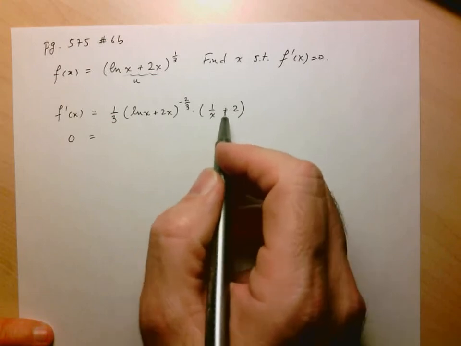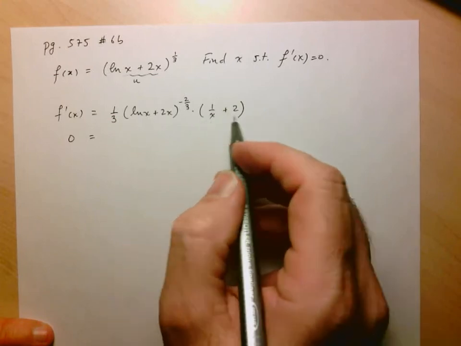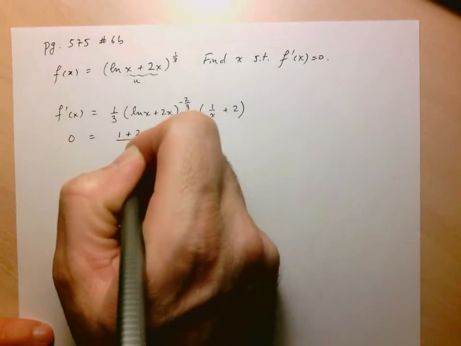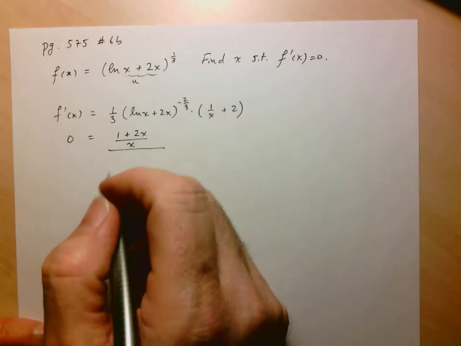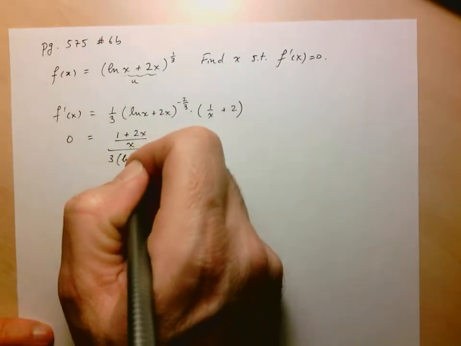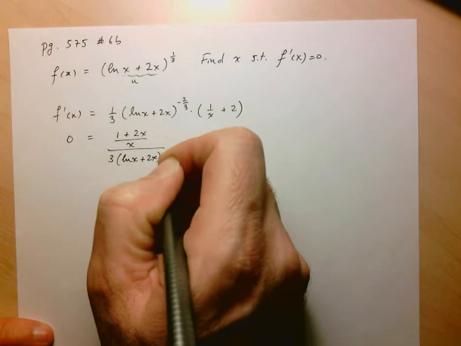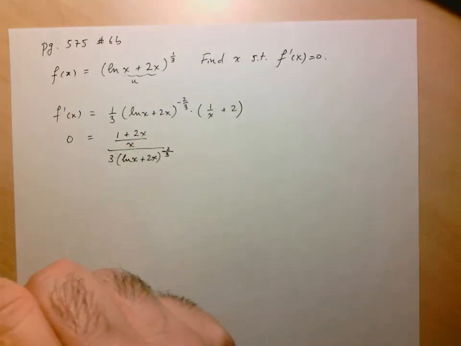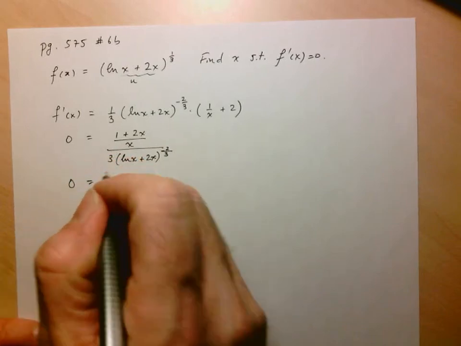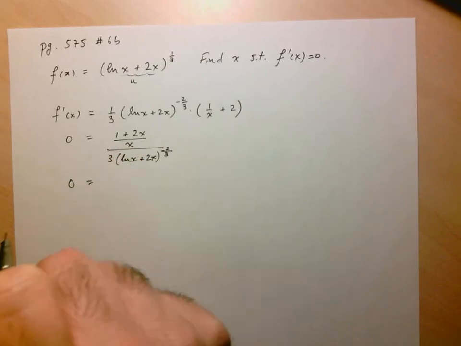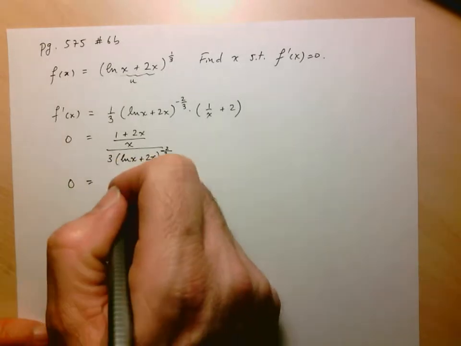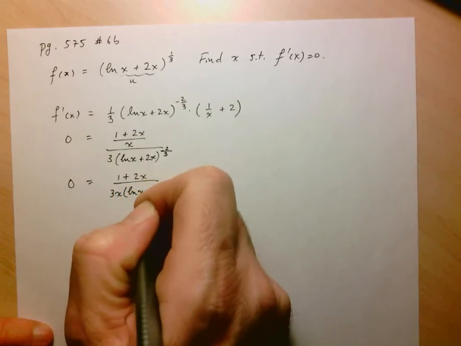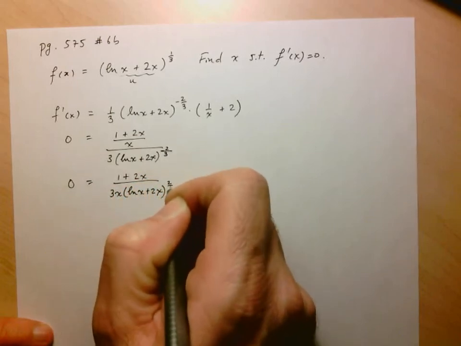So let me add these two. So here, the common factor is just x, so this just becomes 1 plus 2x over x, and all this is going to go into the denominator, so 3 times ln x plus 2x, to the 2/3, okay, because I'm bringing it down to the denominator. Okay, and now here this x can be brought down into the denominator also, so I'm just left with 1 plus 2x over 3x times ln x plus 2x, all to the 2/3.